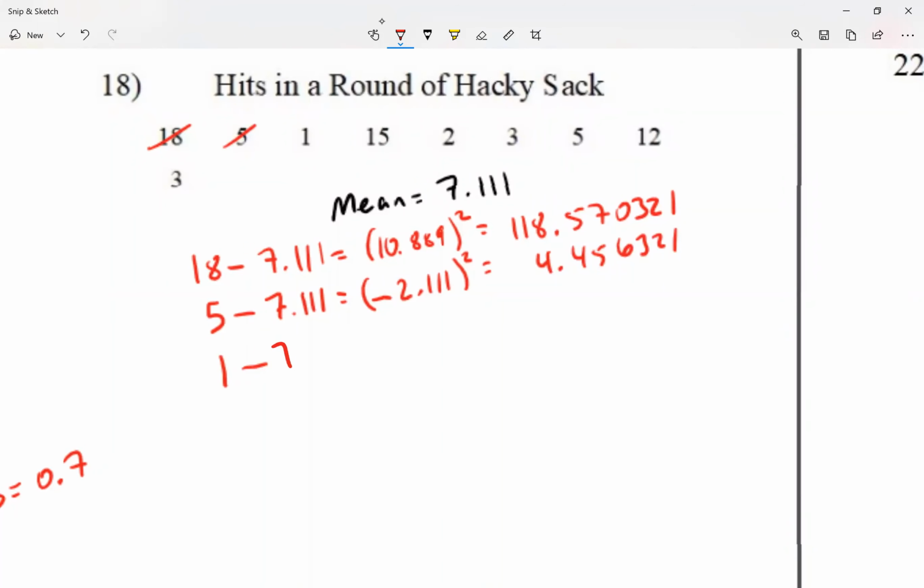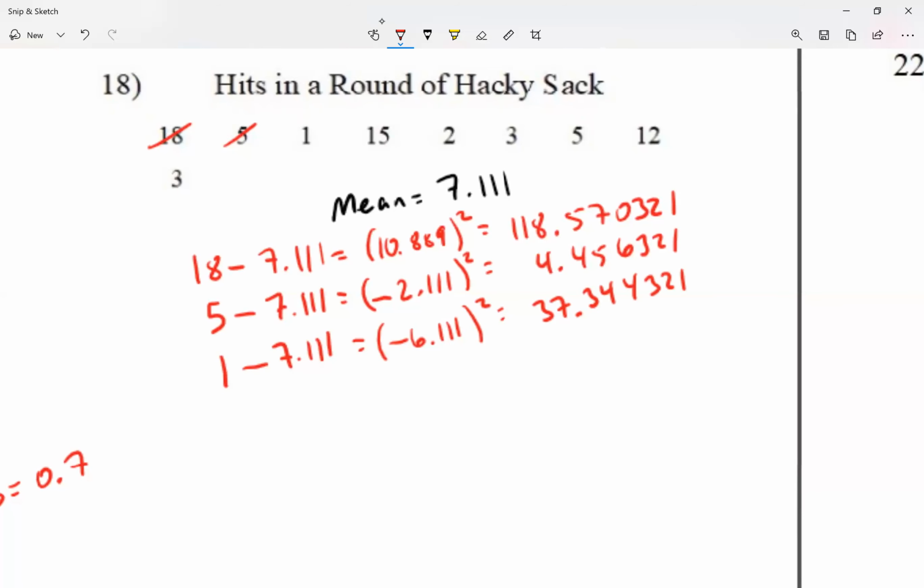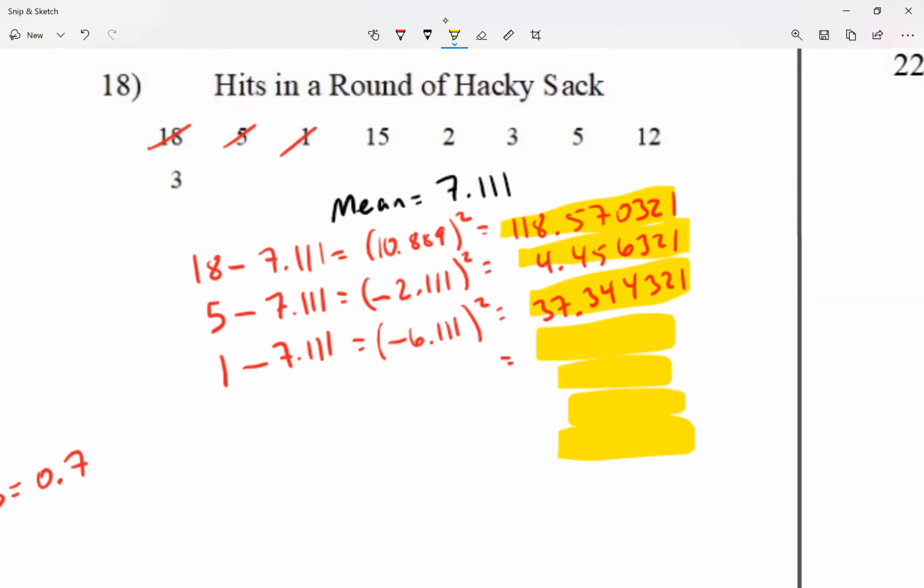1 minus the mean. So 1 minus 7.111, and I get negative 6.111. Let me square this. And it gives me 37.344321. And on, right? I only did it to the first 3 numbers, but obviously we're going to do it to all, because that's giving me a new list. There's my first number, my second number, my third number, and obviously all the numbers that we get.